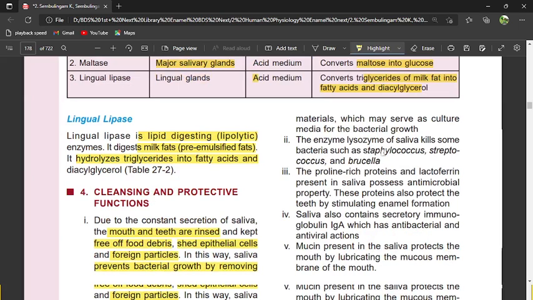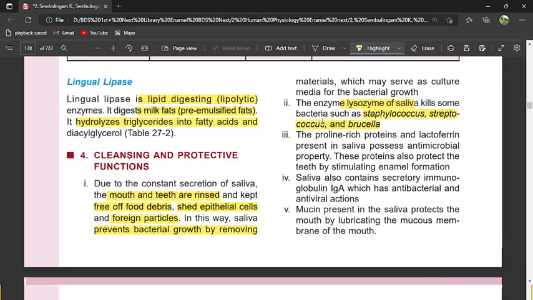Next is what? The enzyme lysozyme of saliva kills the bacteria. Which bacteria it is killing? Staphylococcus. Coccus means spherical bacteria. Streptococcus, chain like bacteria. Brucella. Brucella means rod type. It is killing these three bacteria.